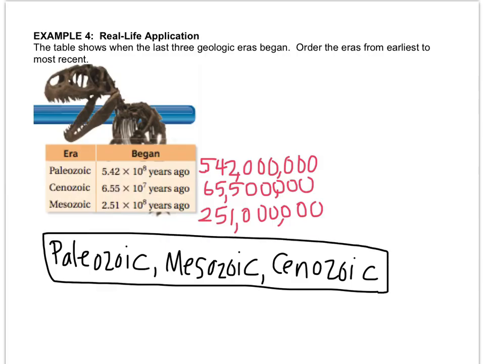And you could have done that by looking at the scientific notation if you're comfortable with that. You see that this has the largest number and the largest exponent, so it's going to be the furthest away. And this has the smallest exponent out of all 3 of them, so it should be the smallest one.